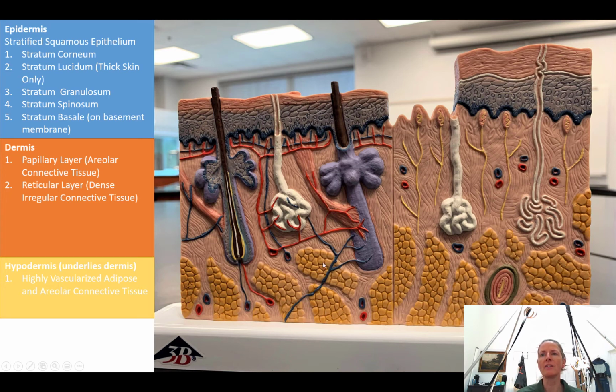Now, we can see a lot of vasculature in here. So we also have what is called a cutaneous plexus.